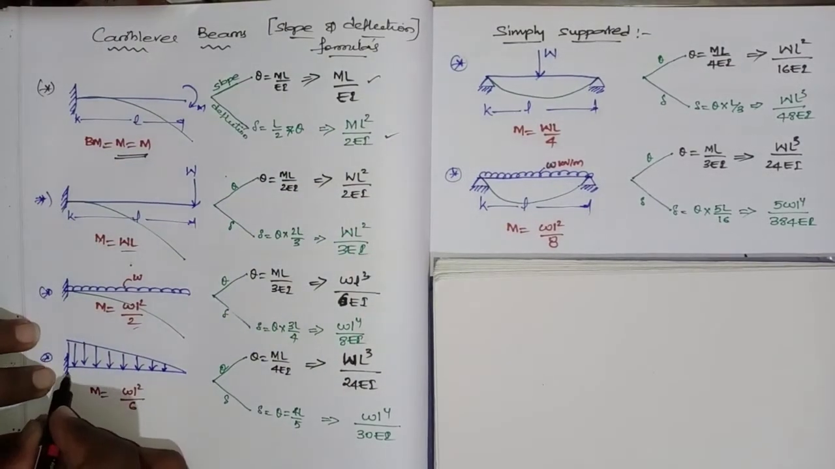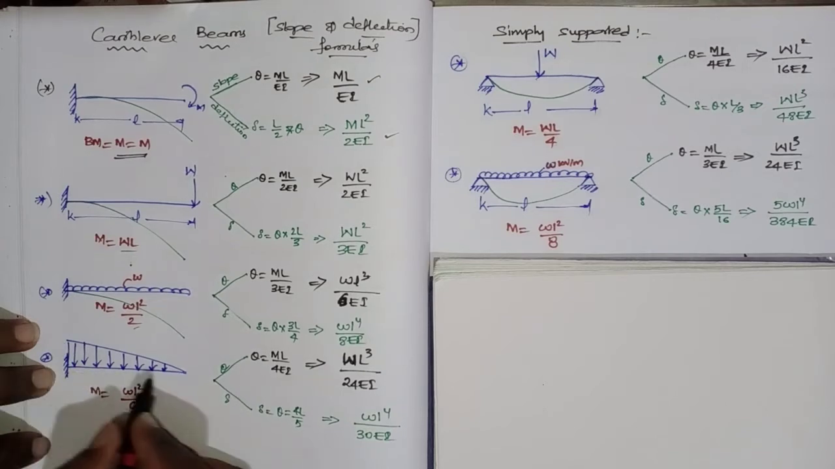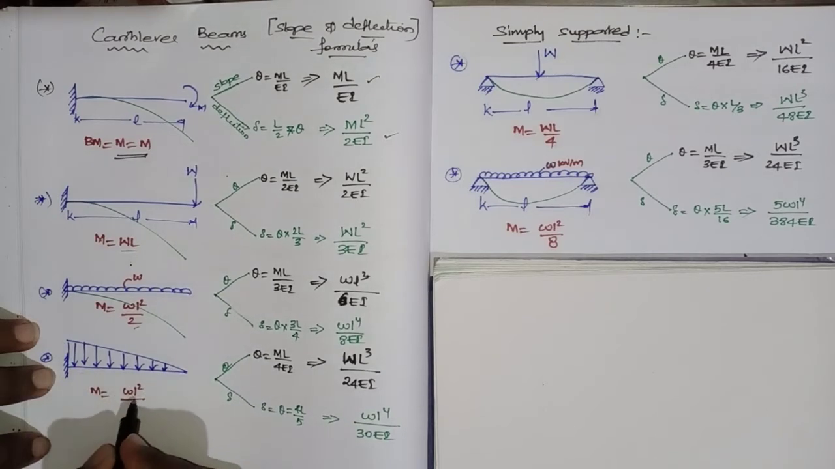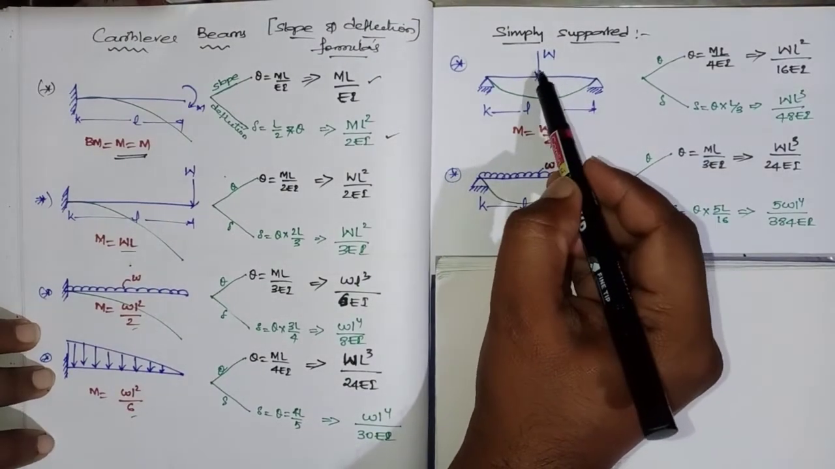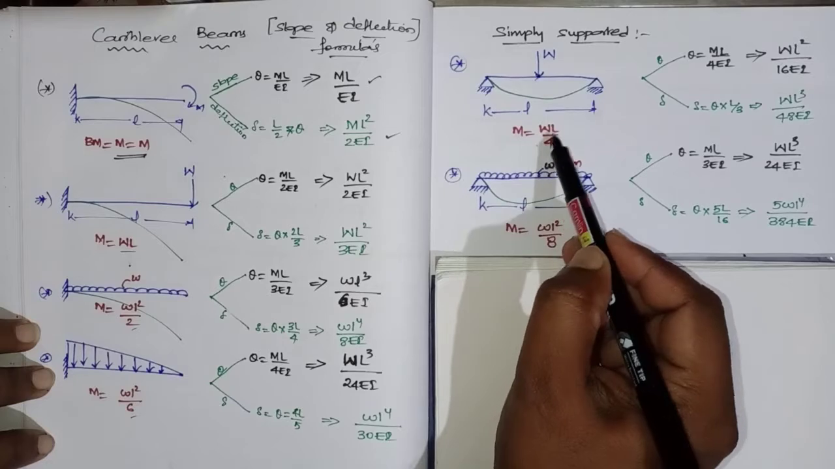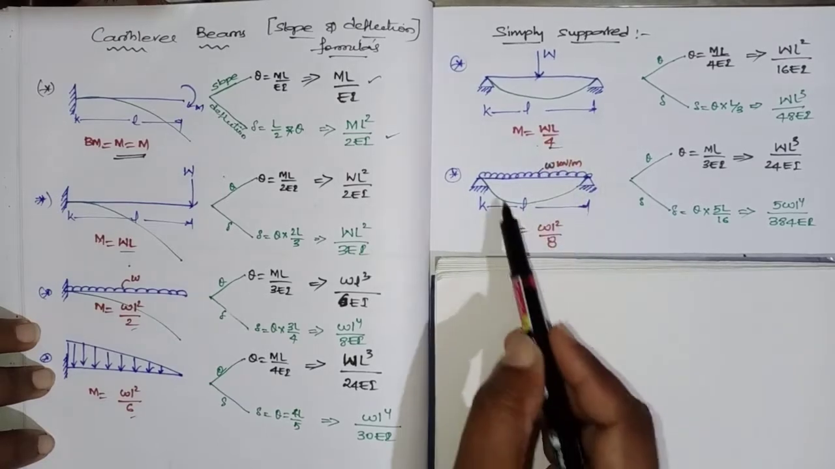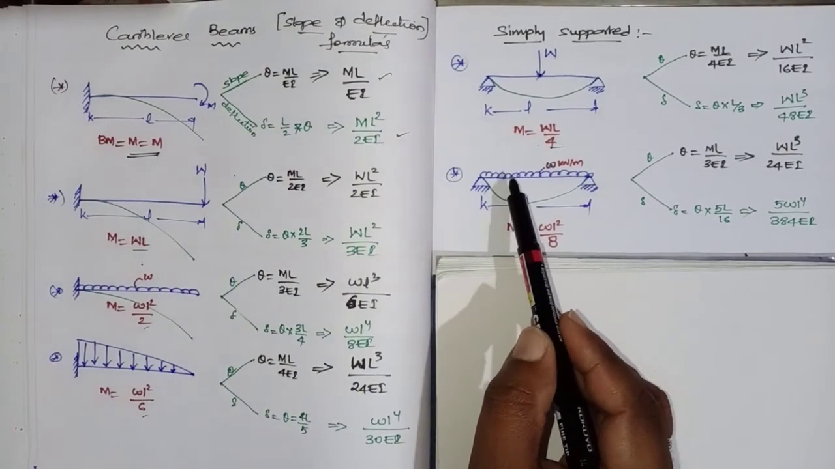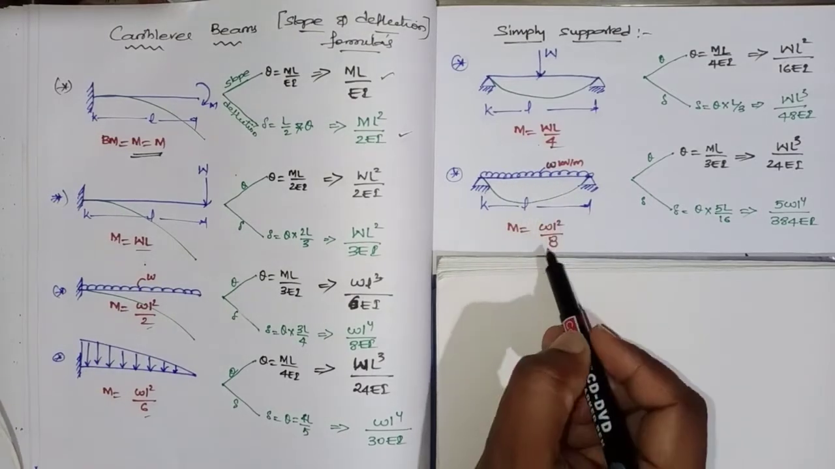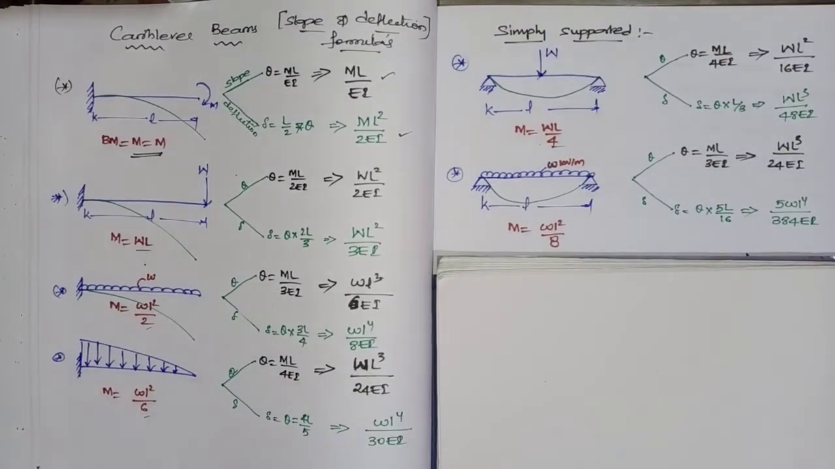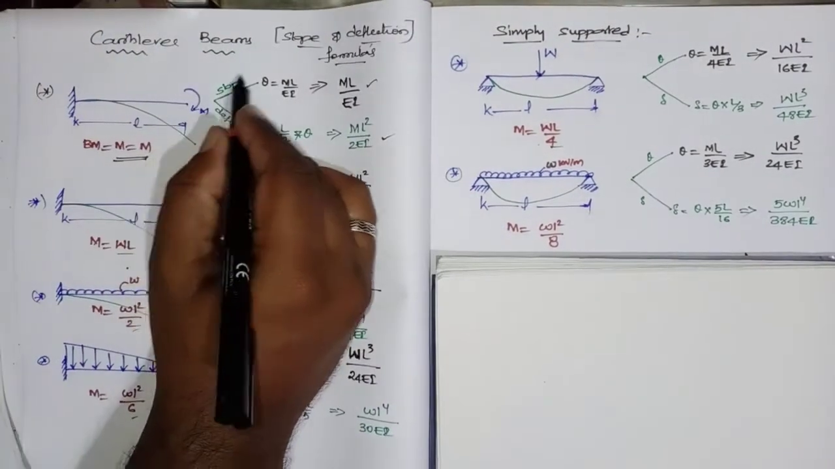And coming to the UVL with maximum loading at the fixed end and 0 loading at the free end, the moment is WL square by 6. For a simply supported beam carrying a central point load, the bending moment is WL by 4. And for a simply supported beam carrying UDL of W kilonewton per meter, it is WL square by 8. Now I have written here slope and deflection.